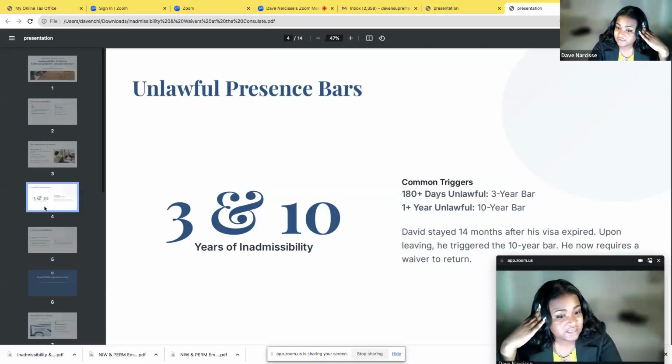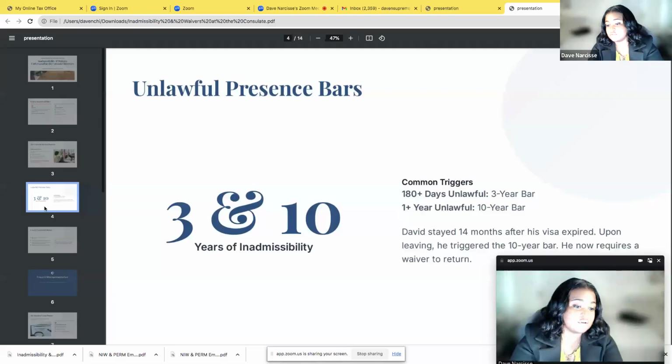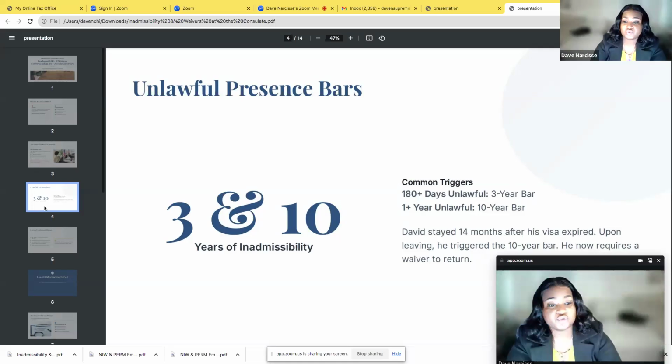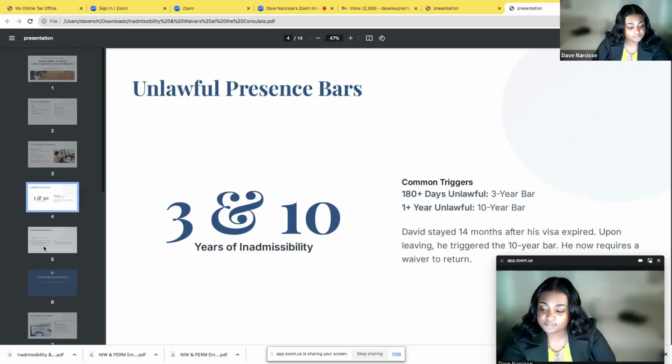Let's say David stayed 14 months after his visa expired. Upon leaving, it triggered a 10-year ban. It now requires a waiver to return. Even though his family filed a petition for him, he's going to need 10 years to come back.